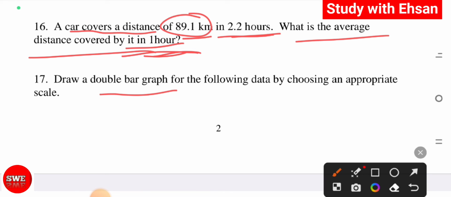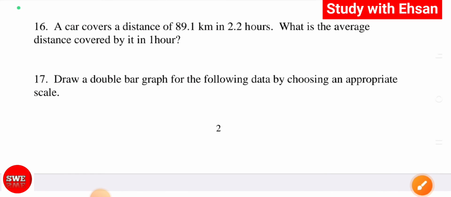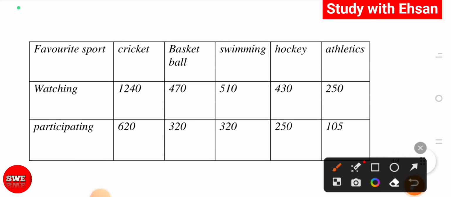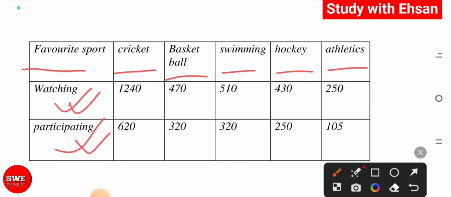Draw a double bar graph for the following data choosing an appropriate scale. Yes, our data is given and you have to draw a double bar graph. That means 2 bar graphs on the same Cartesian plane taking the same pair of axes. Okay, and you can see a table. Favorite sport is there: cricket, basketball, swimming, hockey and athletics. And watching and participating, how many people are watching it and how many are participating?